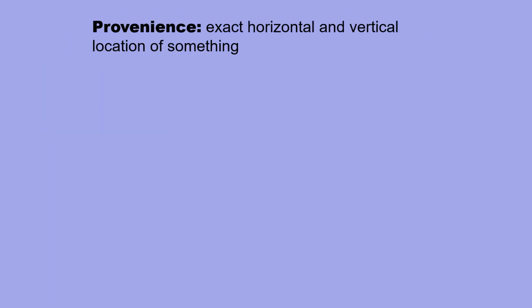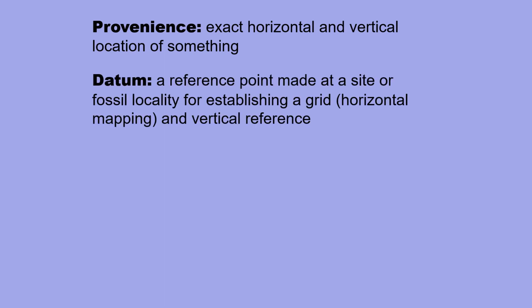Provenience refers to the exact horizontal and vertical location of something. A datum is a reference point made at a site or fossil locality. Datums are used for establishing a grid, that is, for horizontal mapping, and perhaps also for vertical reference.